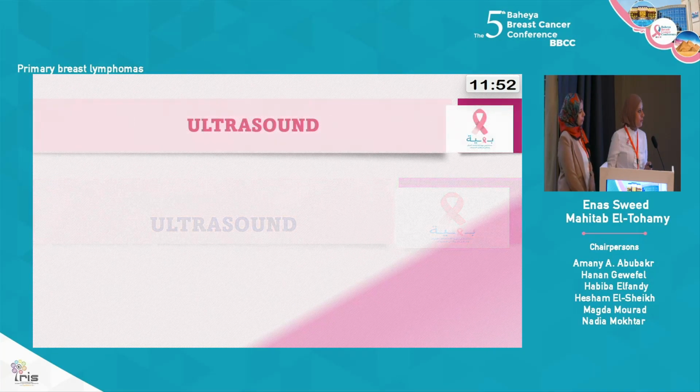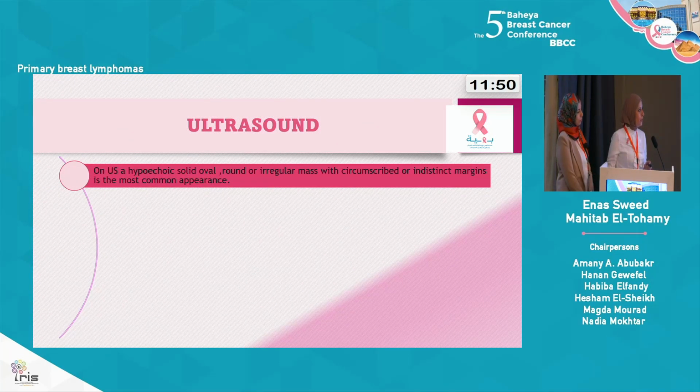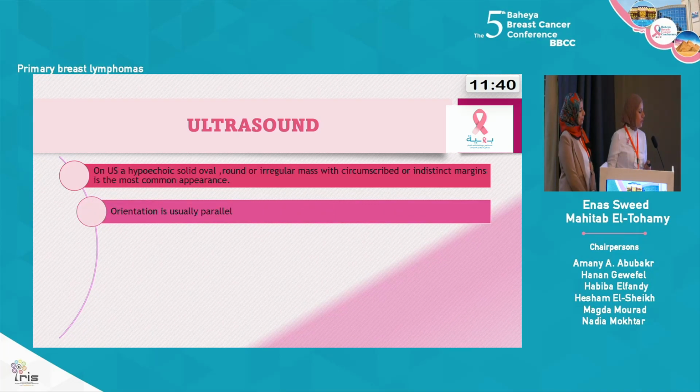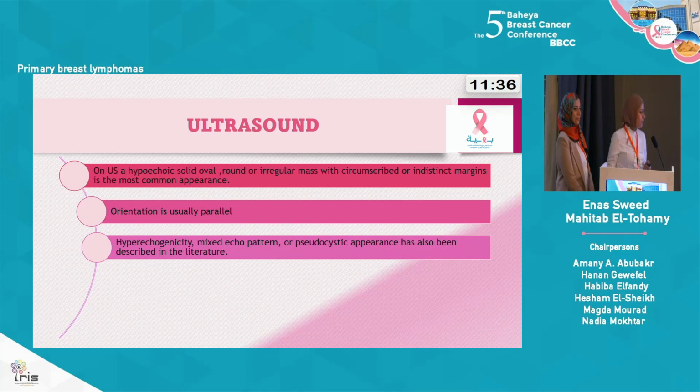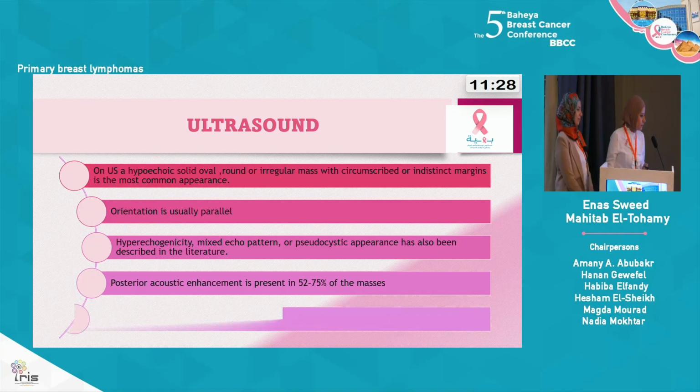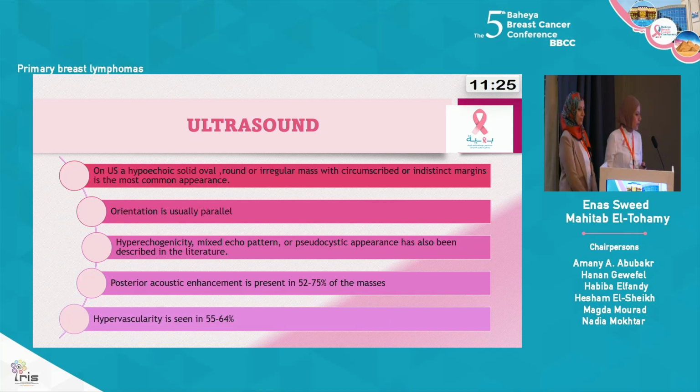Ultrasound findings. The most common presentation of primary breast lymphomas on ultrasound is a hypoechoic solid oval, round, or irregular mass with circumscribed or indistinct margin. Orientation is usually parallel. Less commonly, it can be presented with hyperechogenic or pseudocystic appearance. Posterior acoustic enhancement is present in 52 to 75% of masses. Hypervascularity is detected in 55 to 64% of masses.